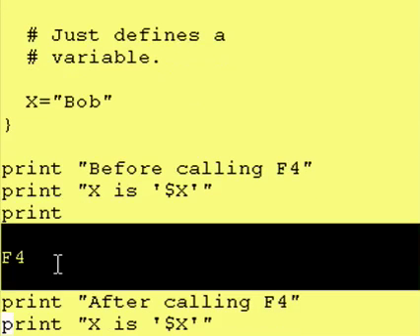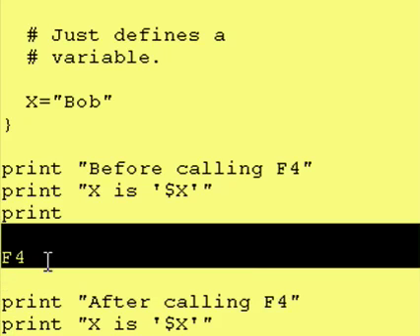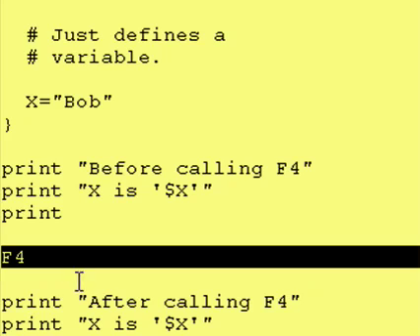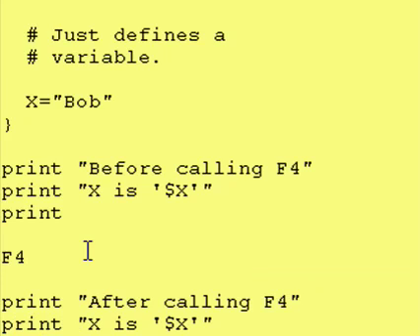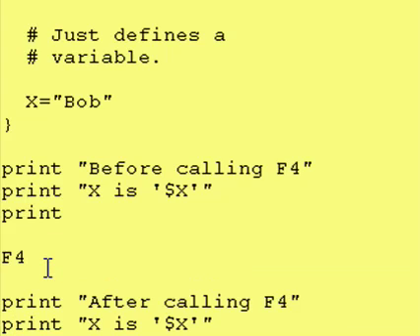Now we call F4, and once again, what this means is just take everything that was in between those curly braces and plop it down right here. That's basically what that means. And inside those curly braces was x is equal to Bob. So what you will have here basically is x is equal to Bob. So now x is defined.